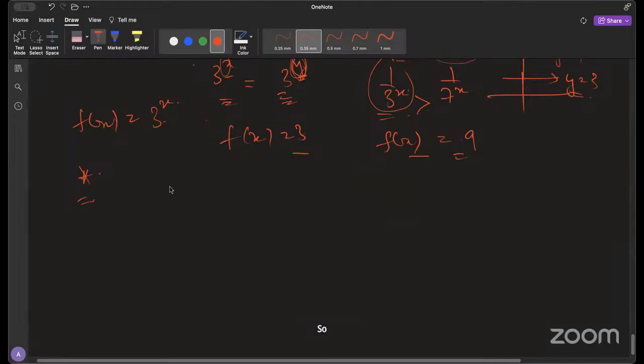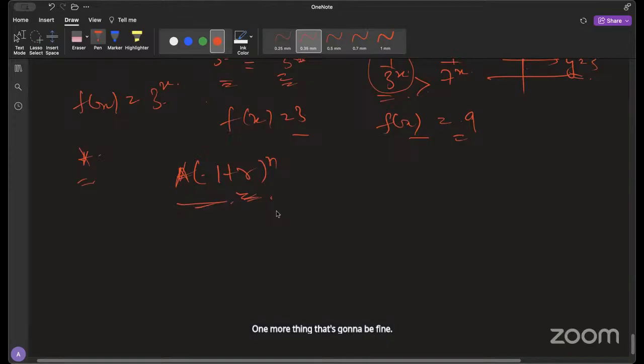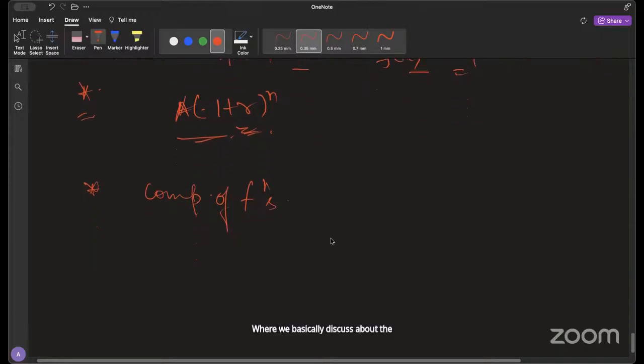So then you have the compounding formula, this one, where you use the exponents to solve the equation. This is one more thing that's in week 5. We'll do questions on this later. And the next step you have is composition of functions, where we basically discuss the domain, range, and other things.